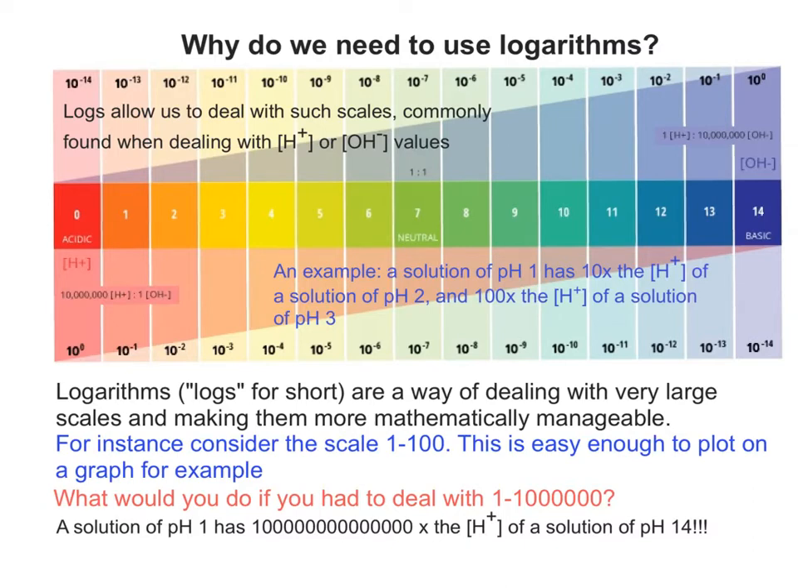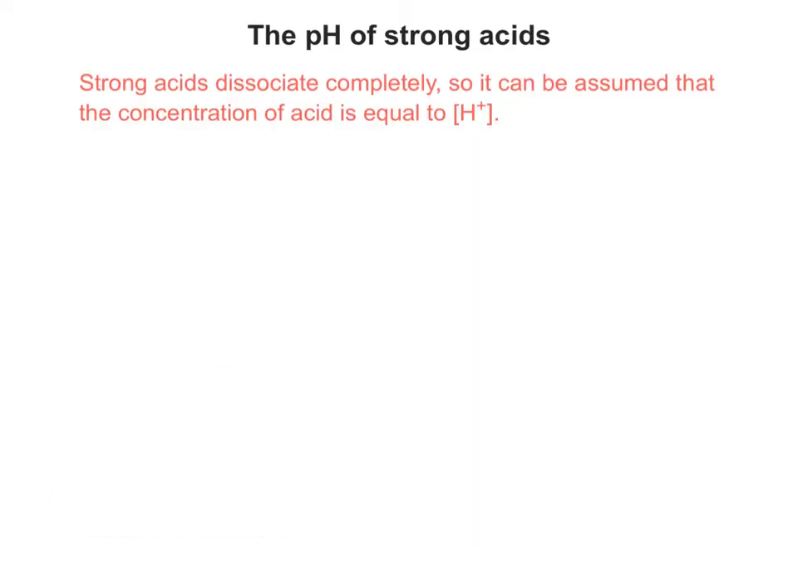So as such, we need to use logarithms to help us manage this. If we were to try and use that kind of scaling in a linear way, it would be impossible. It would be mathematically extremely difficult. So let's have a look at strong acids first of all. Working out the pH of a strong acid is actually quite straightforward.